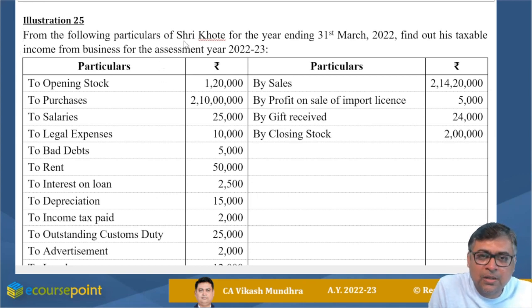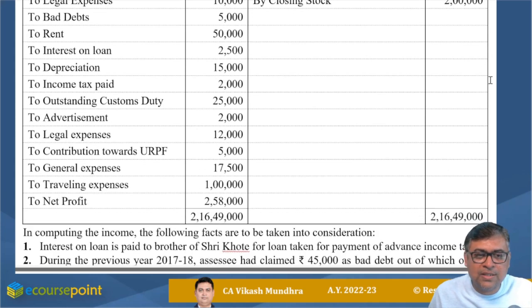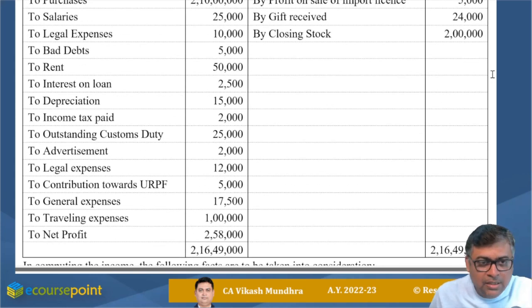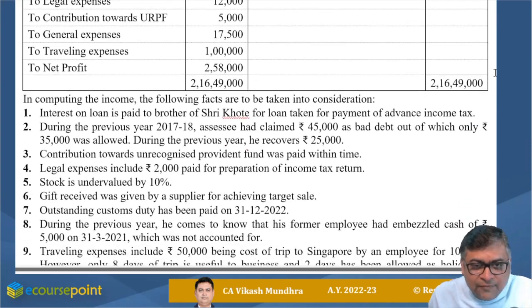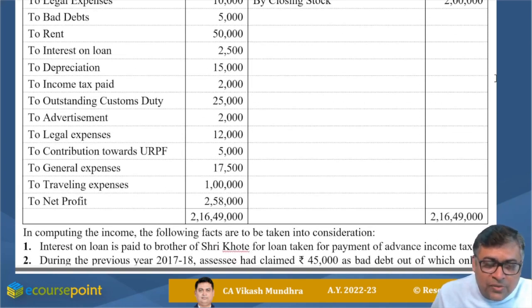From the following particulars of Sri Kote, for the year ending on 31st March 2022, find out his taxable income from business for the assessment year 22-23. Fine. A full length PL is there with opening stock, closing stock, net profit, everything. Generally, this is called a full length illustration. A few additional informations are there. Okay. Now we are going to try to solve this one.